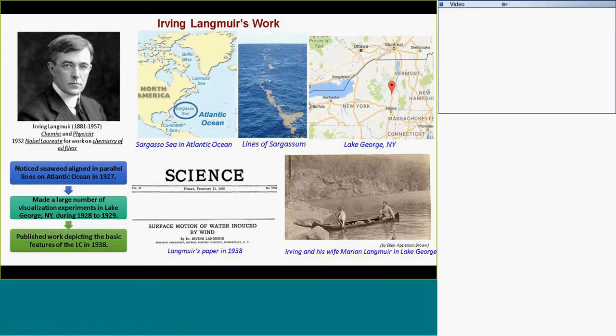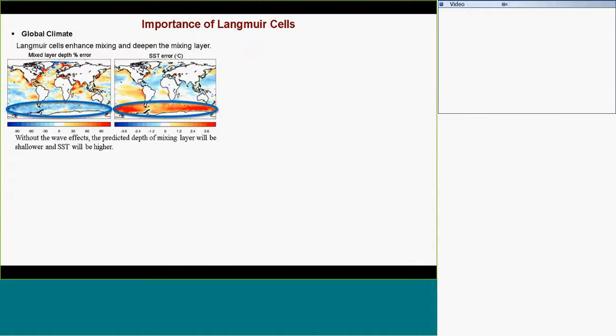Okay, and this Langmuir cell has great impacts on lots of things, for example, climate change. As we imagine, for those kinds of things happening in the ocean, with or without it, the mixing will be a huge difference.